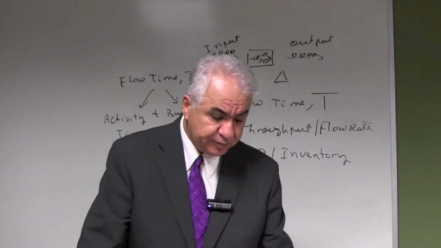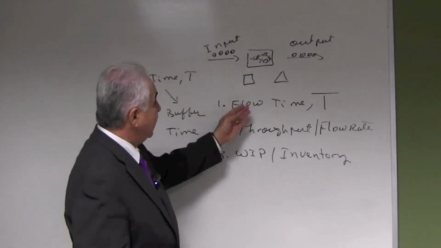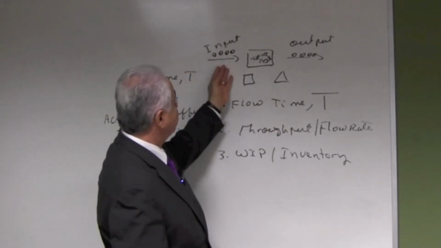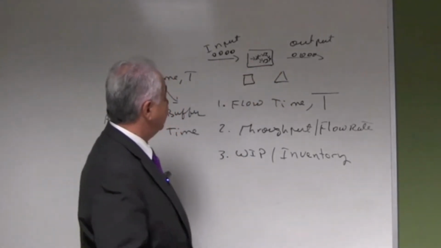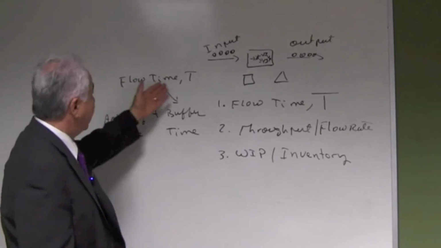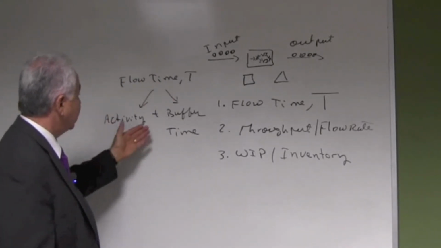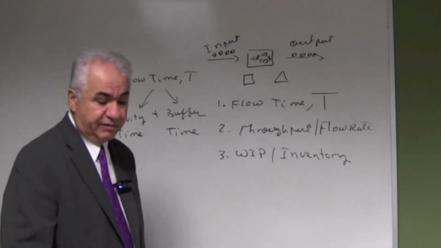So flow time is the total time that the flow unit spends in the process boundary, in the process environment. And flow time has two components: activity time plus buffer time.